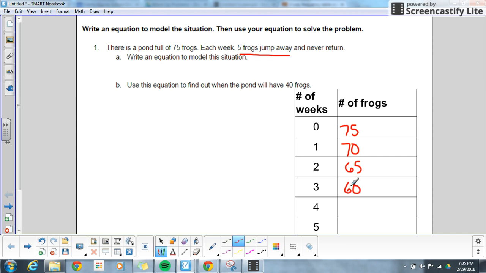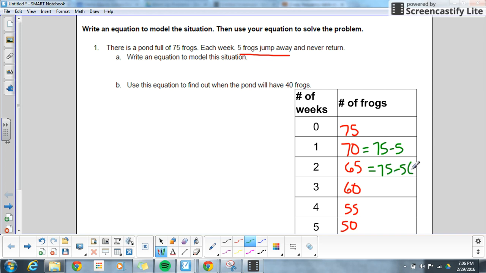Well, let's say that I wanted to know after the 20th week. We wouldn't want to keep making our table all the way out to the 20th, and we don't even know if that would make sense. So let's take a look and see if we can find a pattern. So our first one starts at 75. All right, so I'm going to rewrite 70 as 75 minus 5. All right, no big deal. Now, I'm going to rewrite 65 as 75 minus 5 times 2.